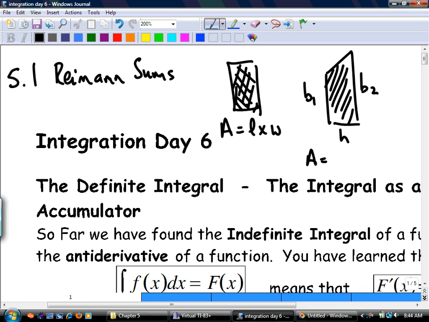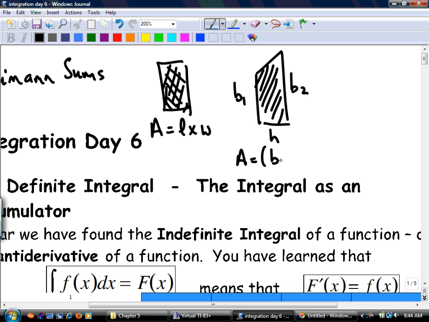Nobody's probably ever told you to think about it like that, but it's the average of the lengths, b1 plus b2 divided by 2, times the width, when we call it height. Well, no, because the height we define as the perpendicular distance between the bases. Okay, so it's not the slanty distance. Okay, so length times width.